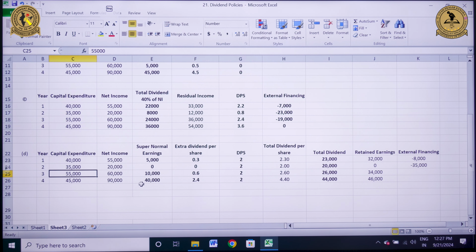In year 3, the capex is 55,000. The retained earning is 34,000. So it will be equal to 34,000 minus capex requirement. It comes out to be 21,000. In year 4, the capital expenditure requirement is 45,000 and the retained earning is 46,000. Now the capex requirement can easily be met from the retained earning. So the external financing requirement will be 0 in this case.